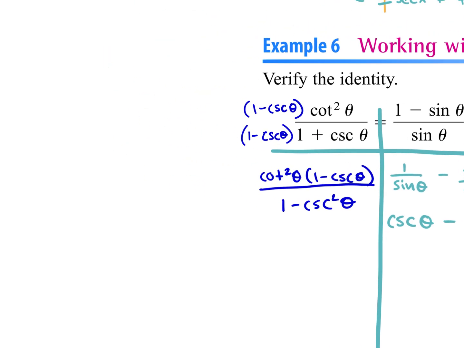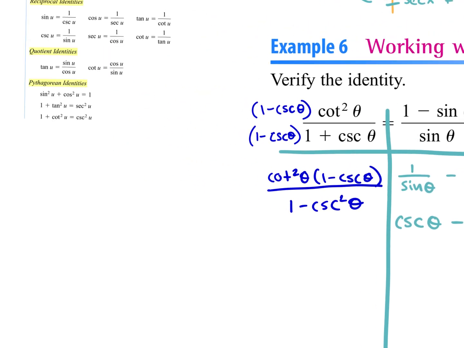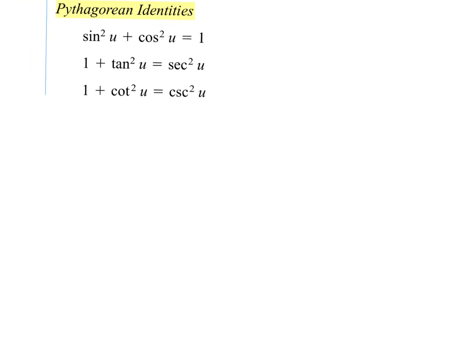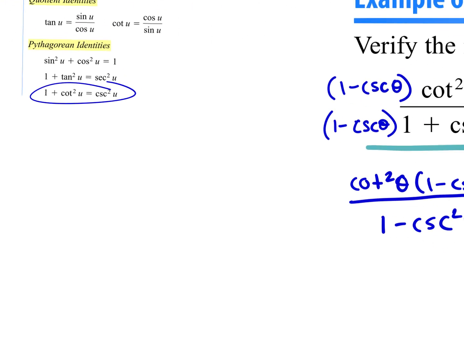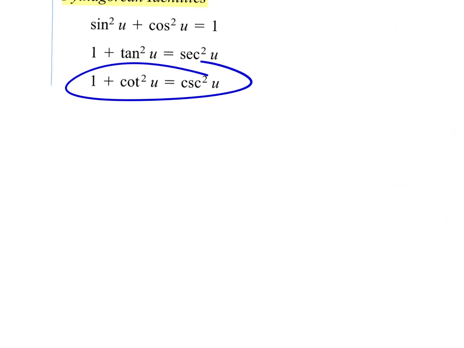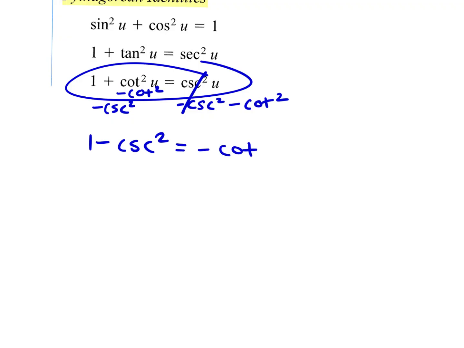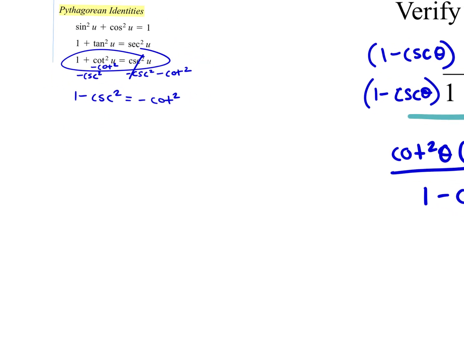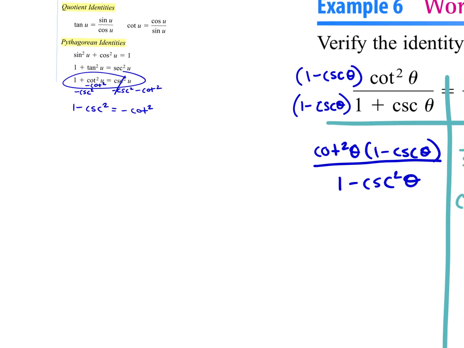Not secant. Let's put our identities here so we can see. So cosecant is this one. Oops. There we go. We need it to be 1 minus cosecant squared. So I can subtract cosecant squared to move it to the other side. And I have to subtract cotangent squared to move it to the other side. So we get 1 minus cosecant squared equals negative cotangent squared. So what are we going to replace 1 minus cosecant squared with? Negative cotangent squared.